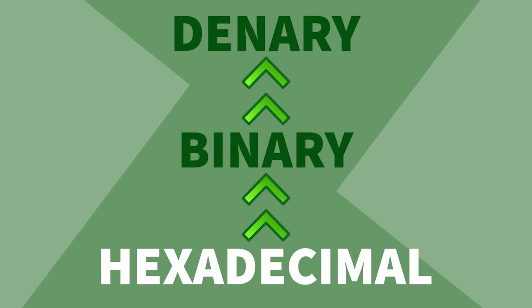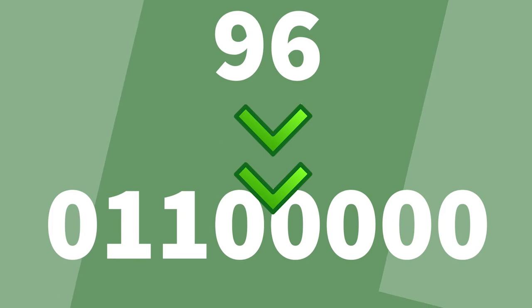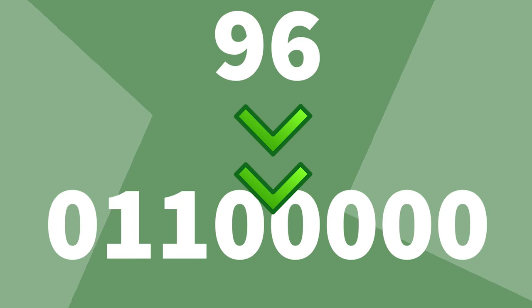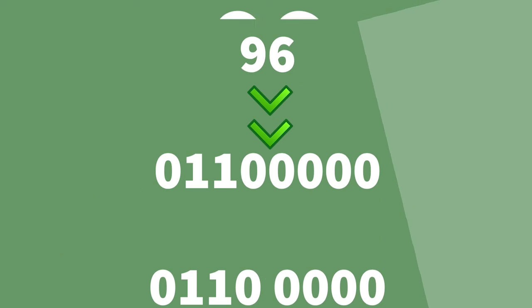Now here's how the conversions work. Let's start with the denary number 96. 96 into binary gives you 0110 0000. Now, to convert from binary to hex, split your byte into two separate nibbles.